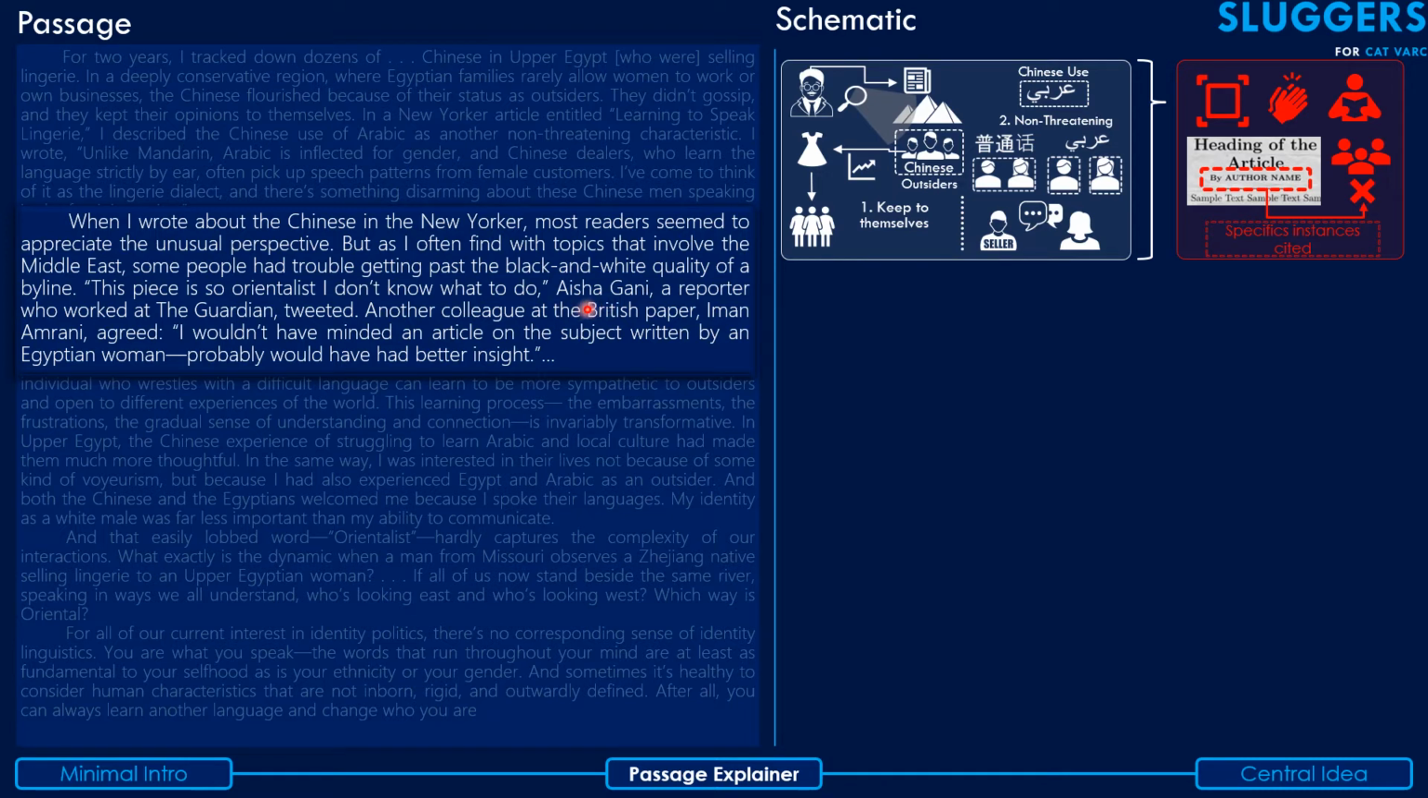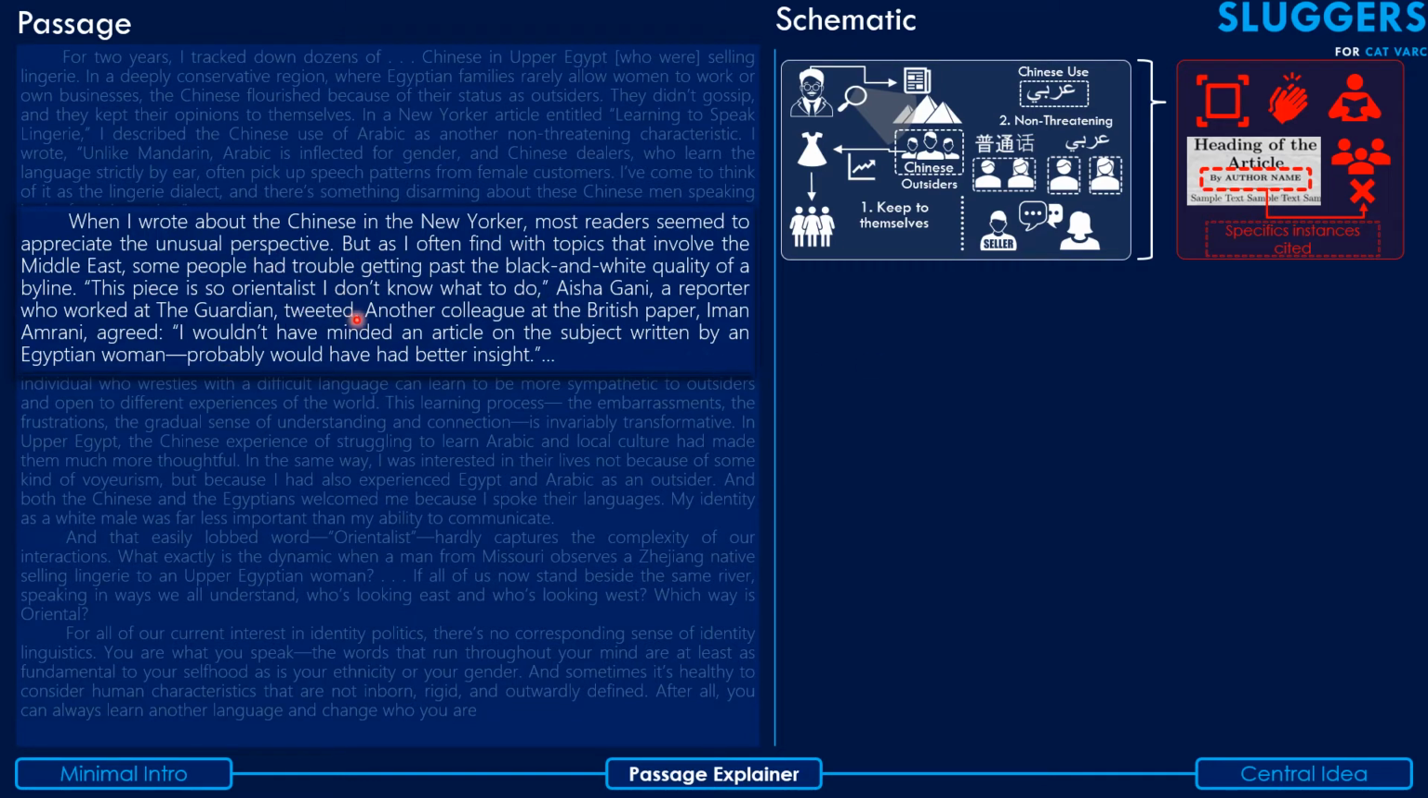One was by Aisha Ghani, a reporter who worked with The Guardian, and another was by a person named Imran Amrani. Aisha Ghani says that this piece is so Orientalist, I don't know what to do. Okay, now I'm not sure how many of you may have been able to understand what the word Orientalist means in this context.